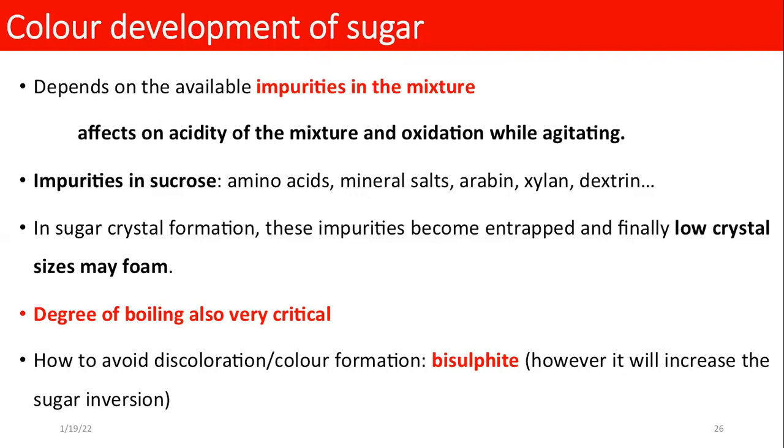And acidity is also very important. When we increase the acidity and dextrin value also, it badly affects the texture and also the color, right? Degree of boiling is very important as we discussed, and to avoid this discoloration, we can use bisulfites, right?